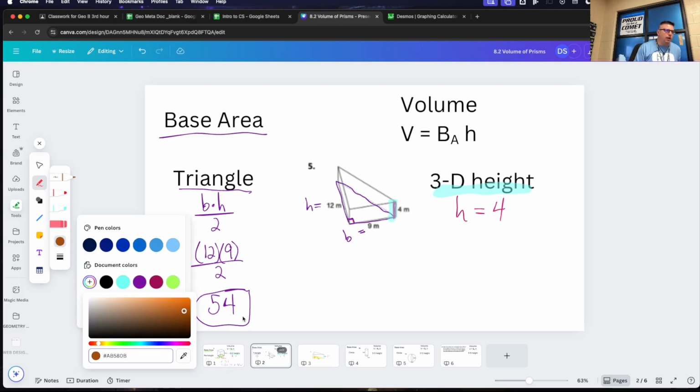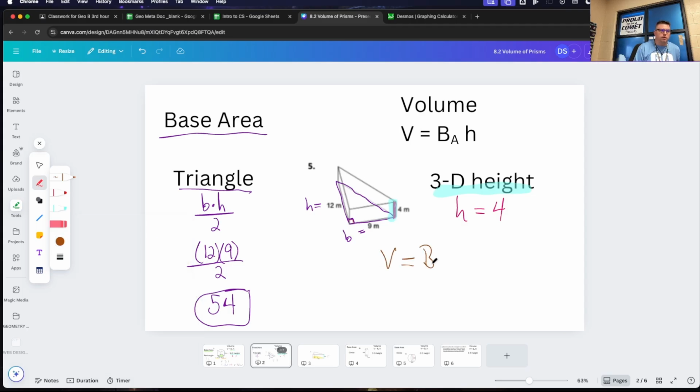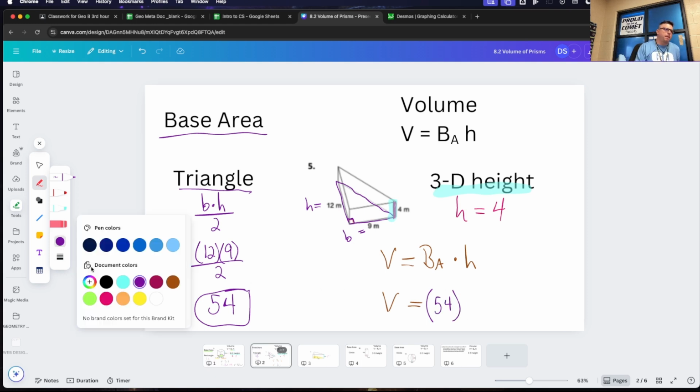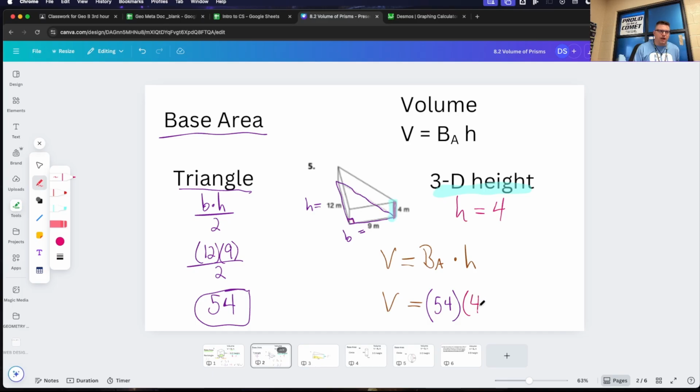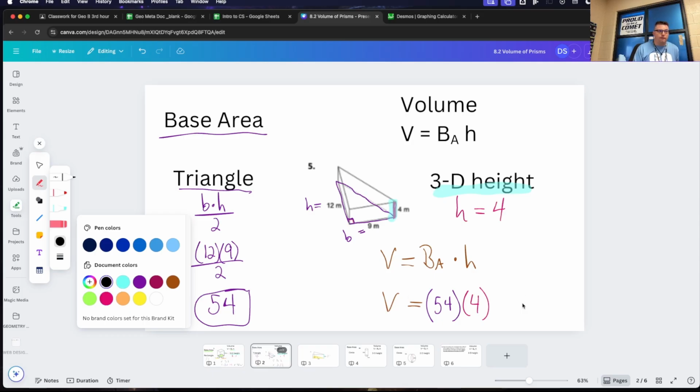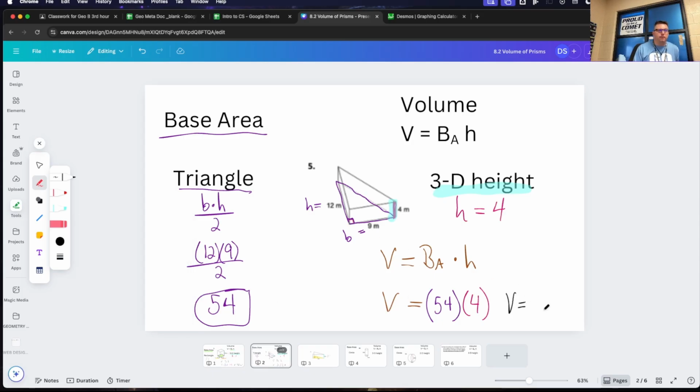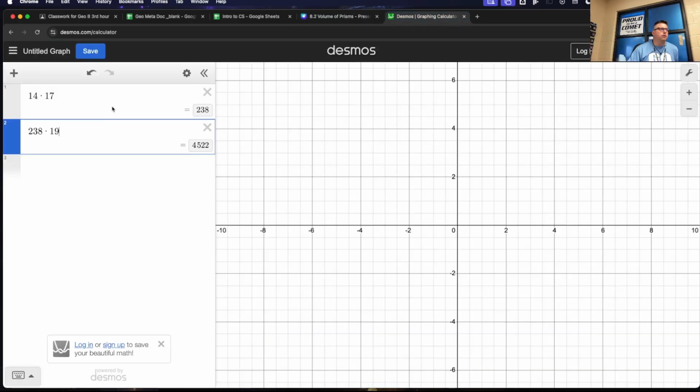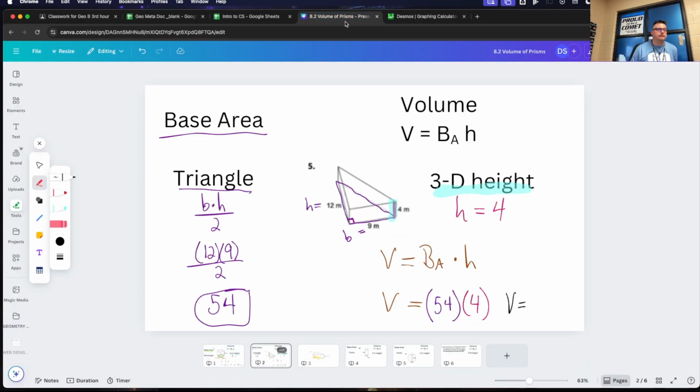Now establish a volume, which is the base area times the height. So my volume is going to be 54, and then I'm going to times it by 4, because that's my 3 dimensions, my 3-dimensional height. And so 54 times 4 should give me 216. And then meters cubed, so units cubed.